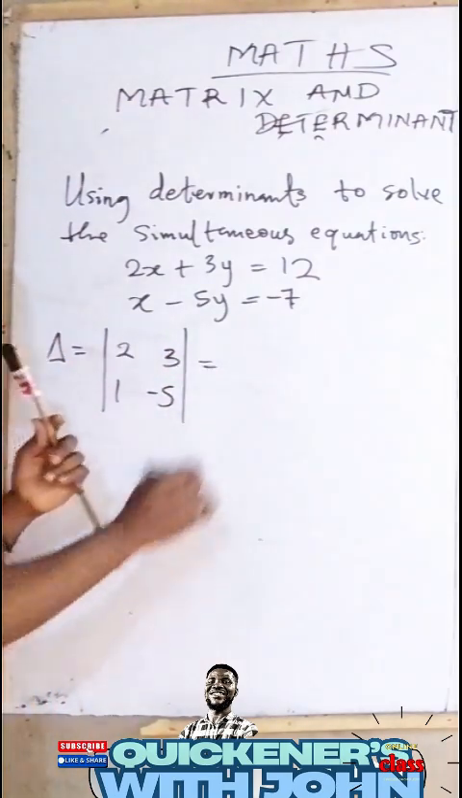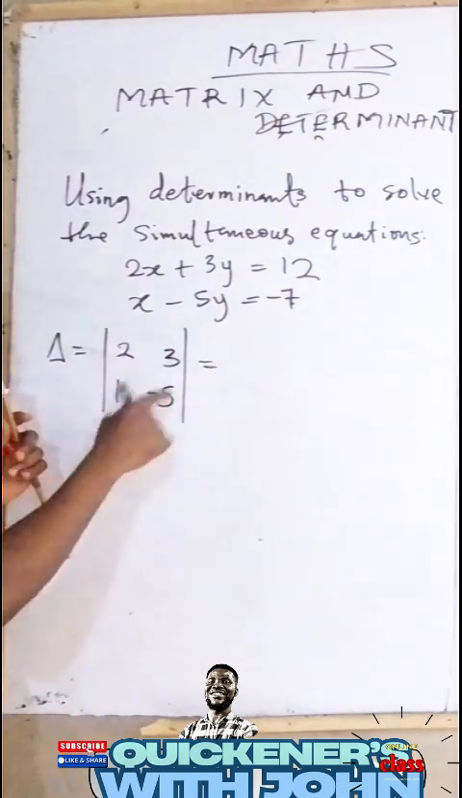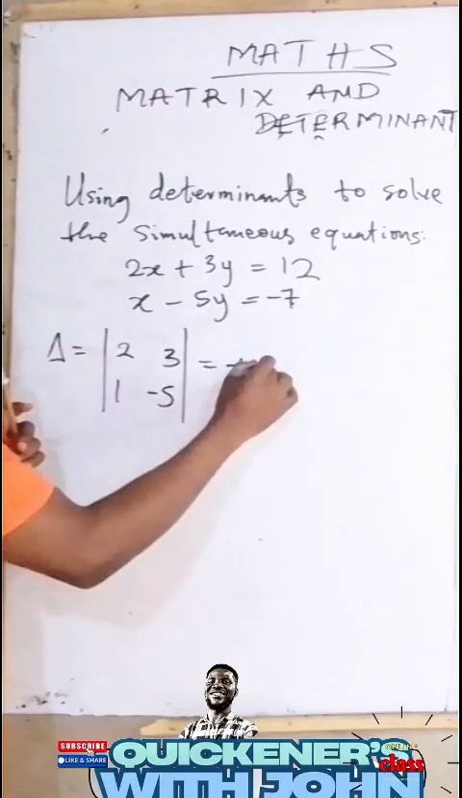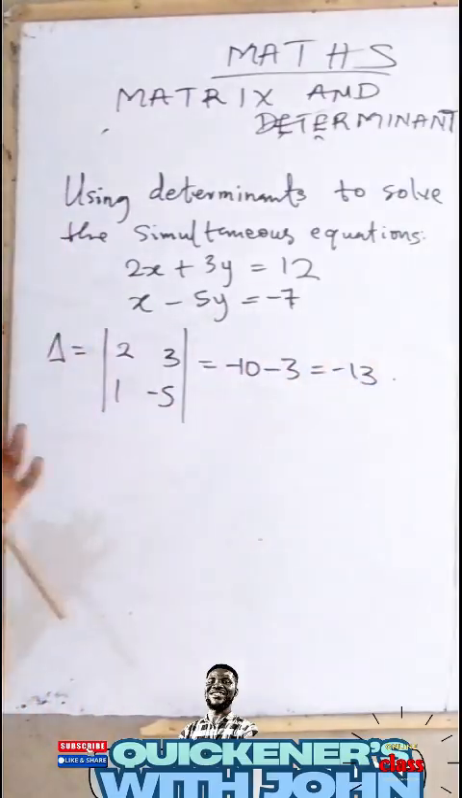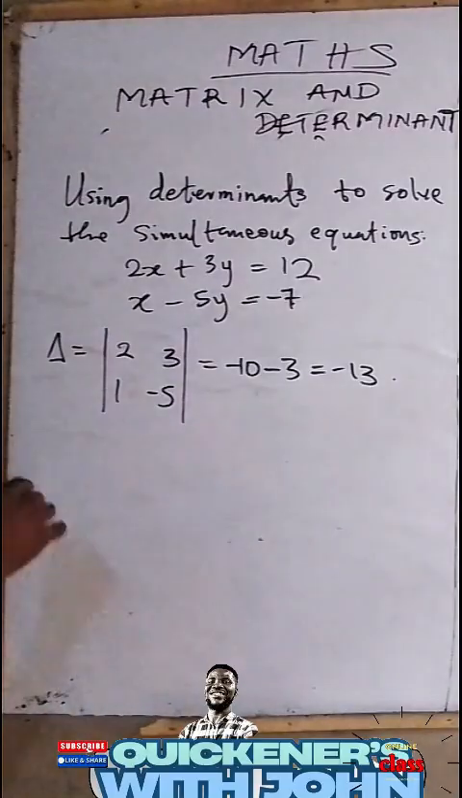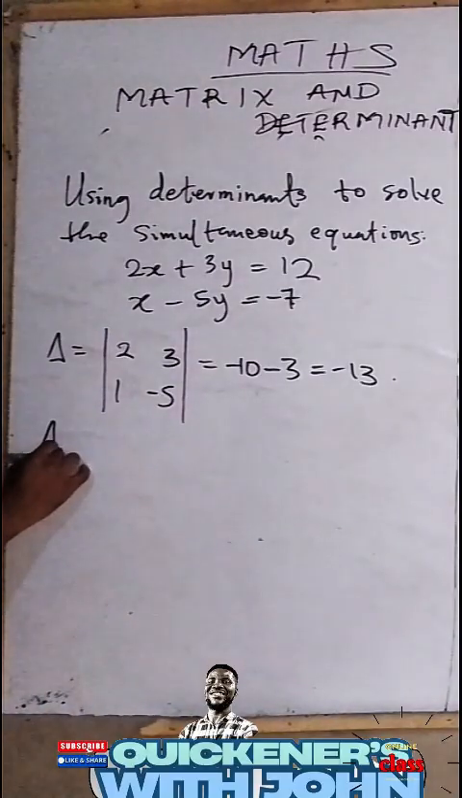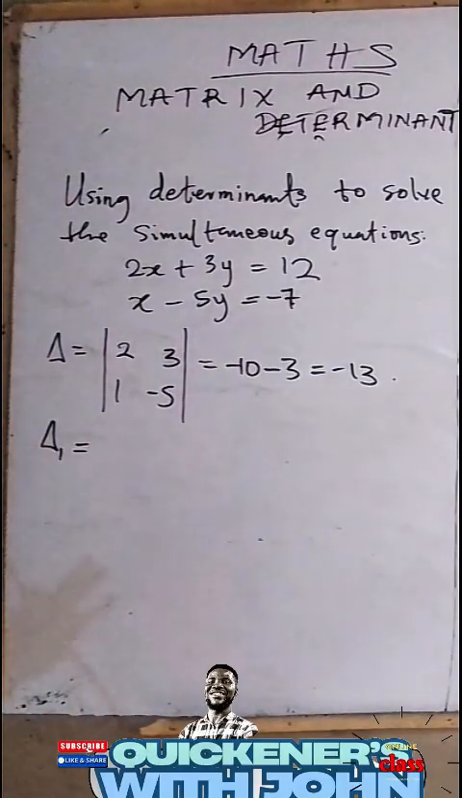So that will be what? 2 times minus 5 minus 10 minus 3 times 1, that's 3. So our answer is minus 13. Can you see that? That is very easy. Okay? Now, delta 1, we now get our next determinant.